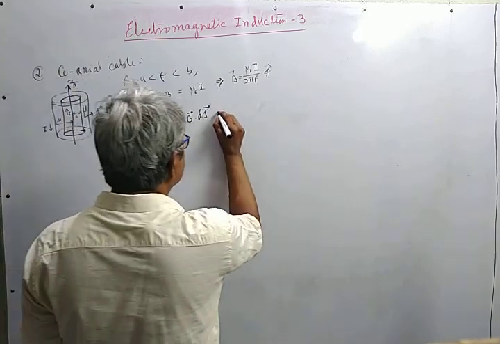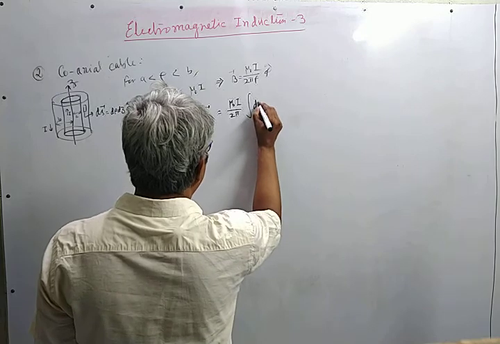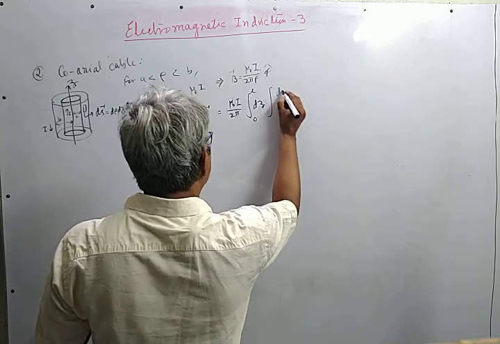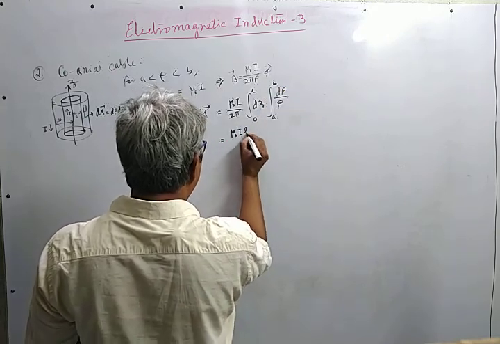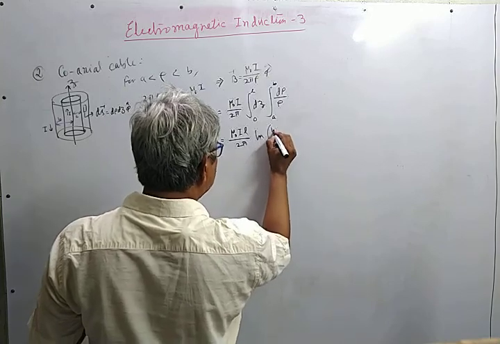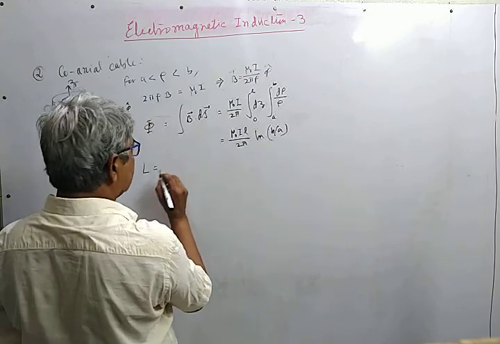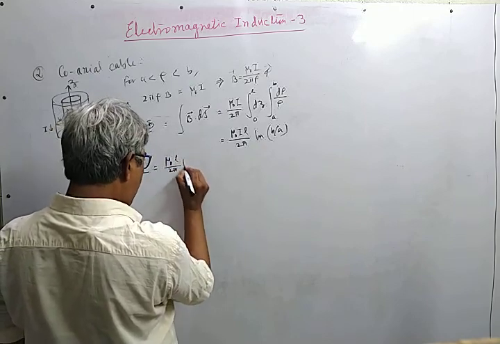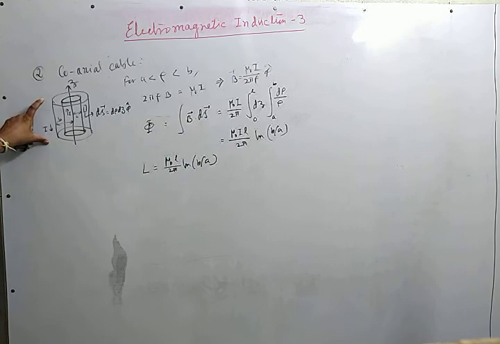So writing explicitly, this is mu 0 I upon 2 pi integration over dz, so 0 to L, and this is d rho upon rho from A to B. So mu 0 I L upon 2 pi log B by A. So the self-inductance of the coaxial cable is mu 0 L upon 2 pi log B by A. If we consider the coaxial cable of unit length, then L disappears.